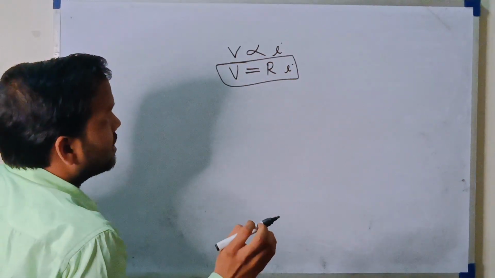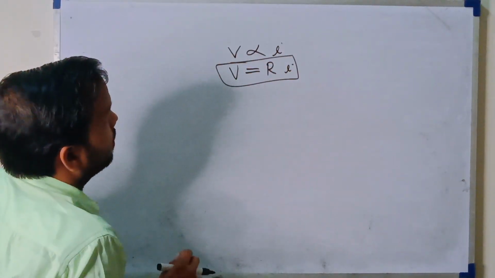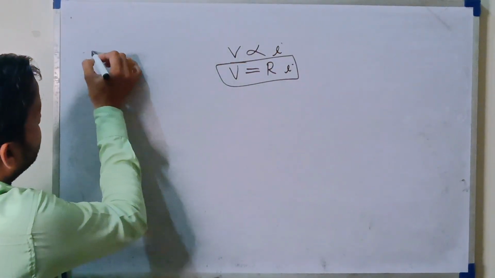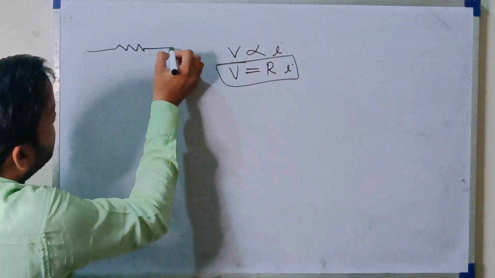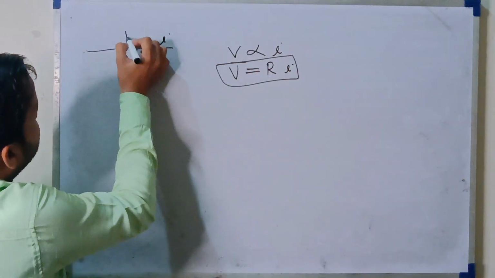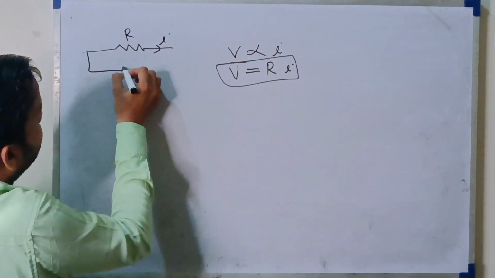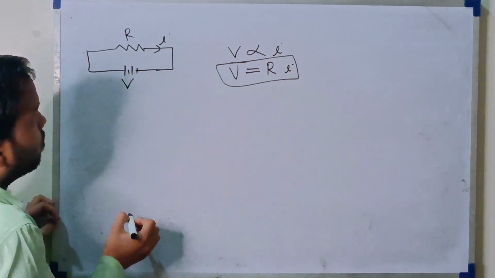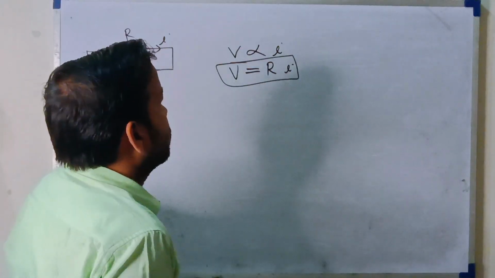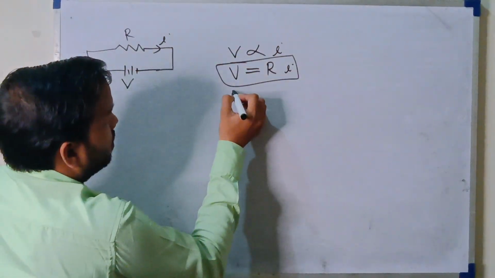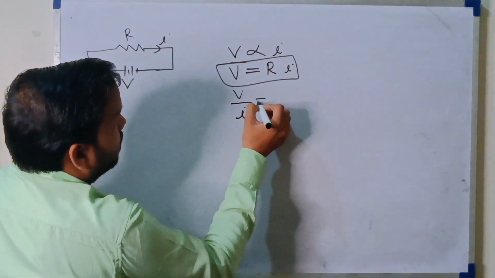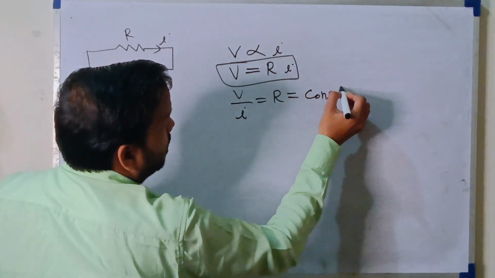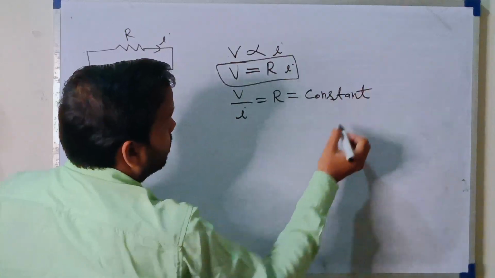In high school physics, you must have read this: voltage is proportional to current. Suppose there is a circuit with a resistance, a current, and a battery of V volt. From this equation we can write V = IR. R is a constant, so we can say R is a constant. Okay.